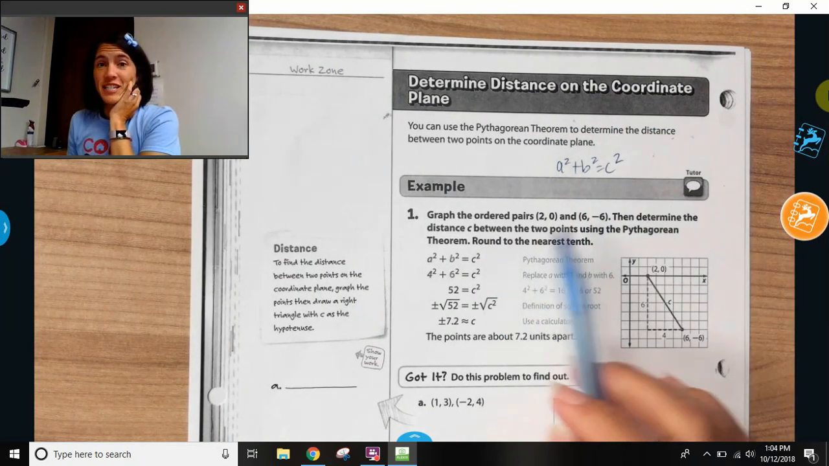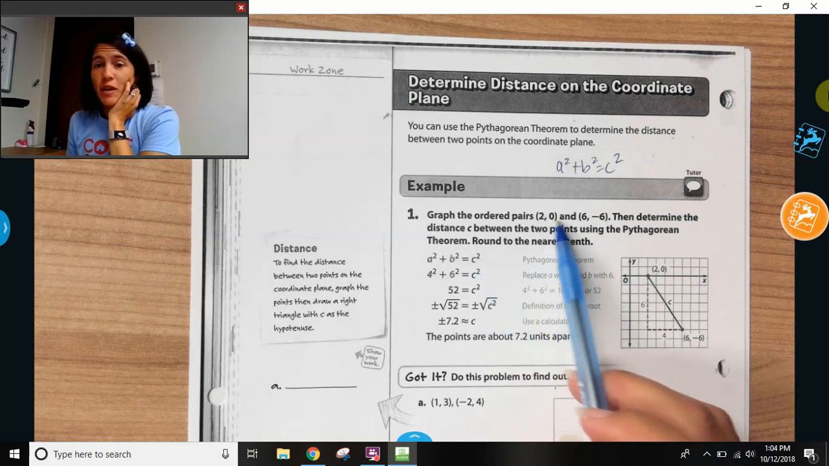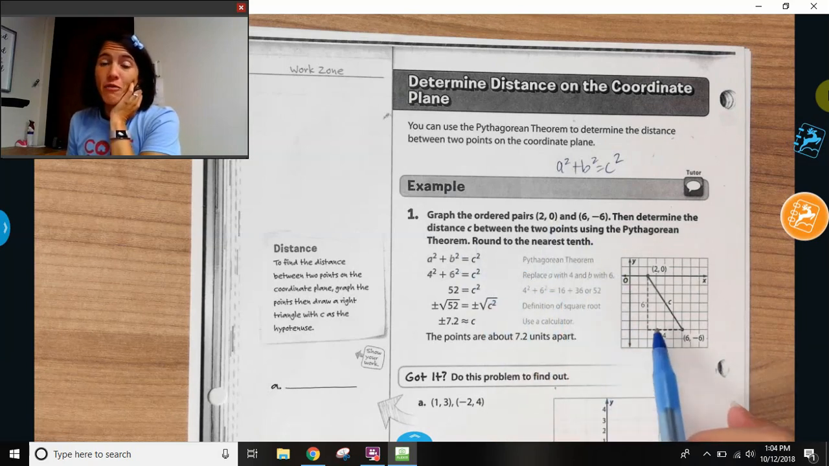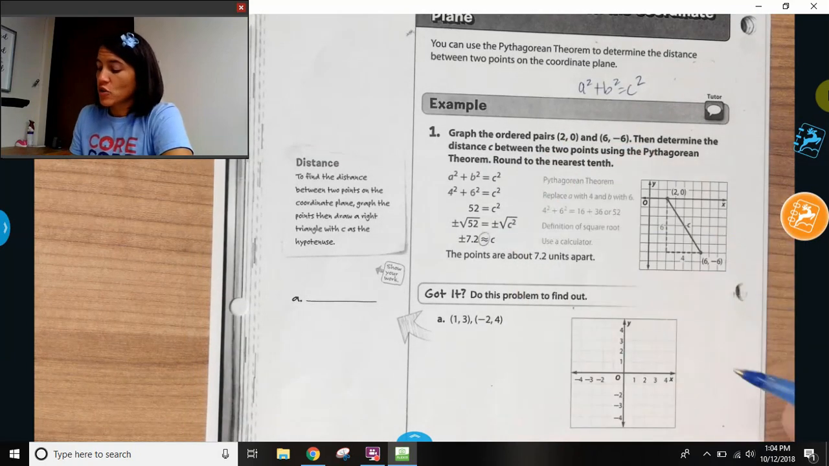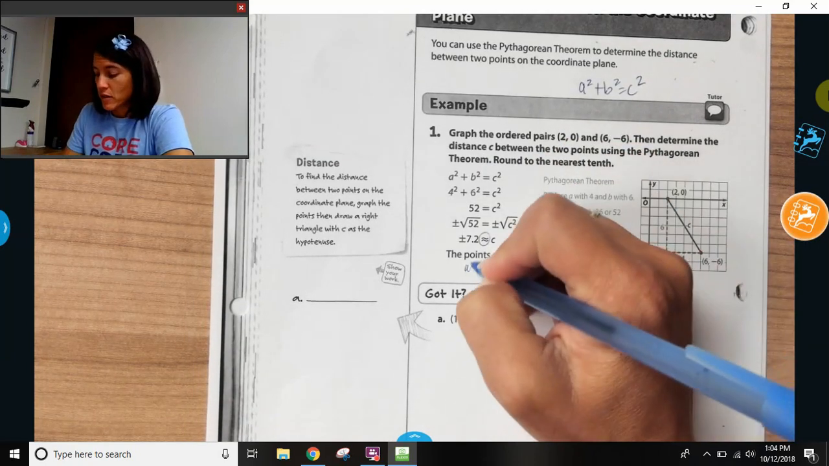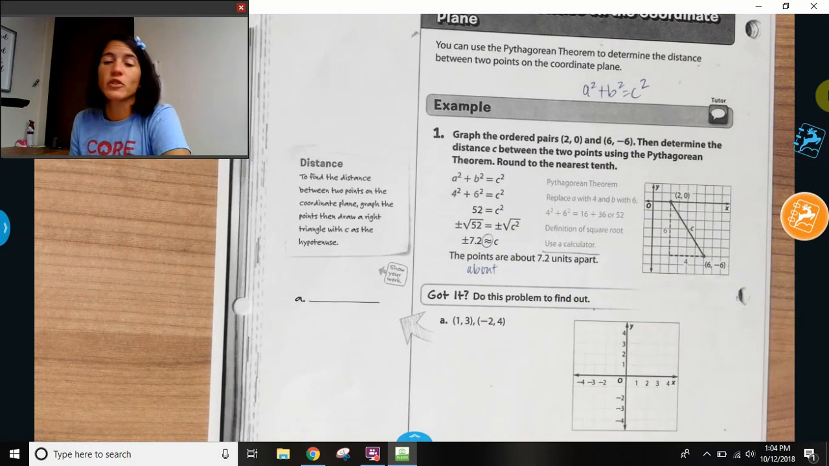Example 1 right here is done for you. This is a great reference to go back and look at. It shows you they plotted the points, they made a right triangle, and then they used the Pythagorean theorem. Notice they used the squiggle lines, which means about, because they've rounded. So we need to make sure we use the about. And they used a calculator, which you'll be able to use too.